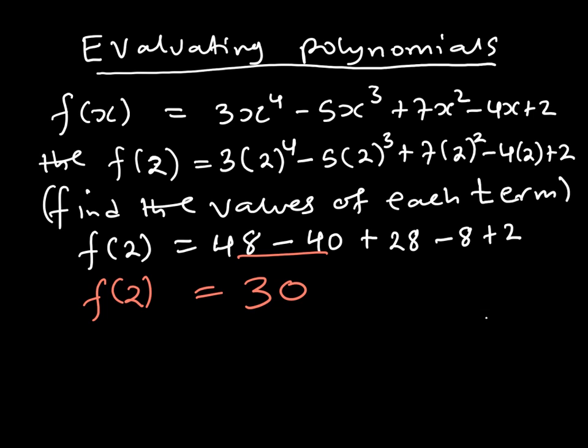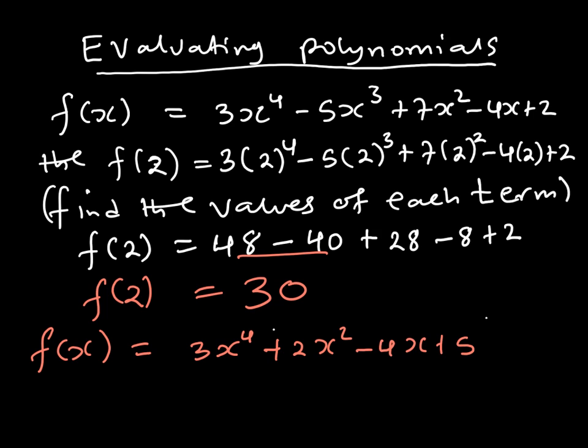Okay, so why don't you go ahead and try this? It is something very simple. Suppose you are given f of x equals 3x to the power 4 plus 2x squared minus 4x plus 5. What is f of 2? F of 2 equals, okay, go ahead and try and see if you get my answer. The calculated answer is 53. Okay, you go ahead and try it out.